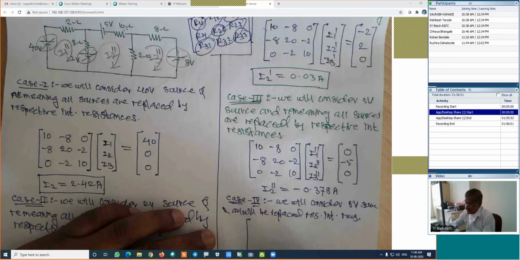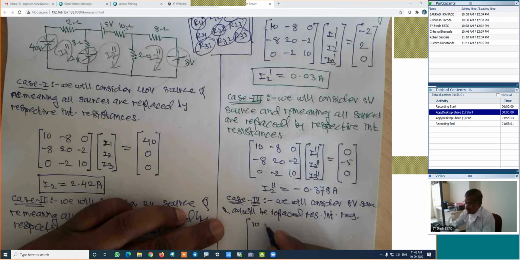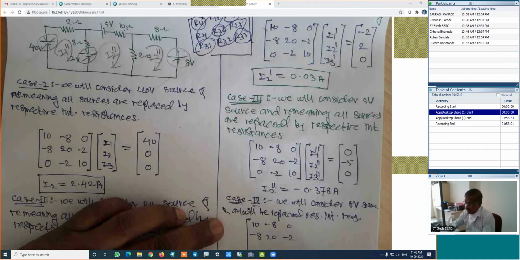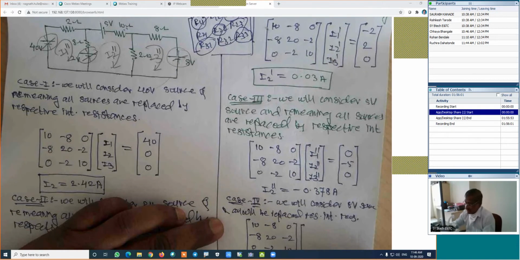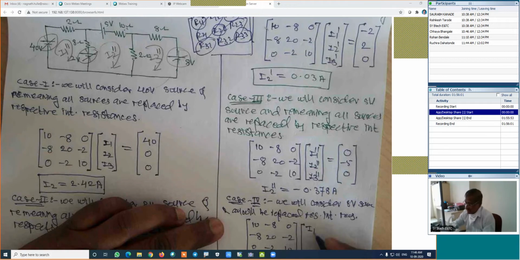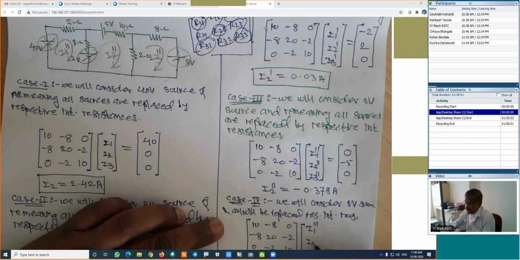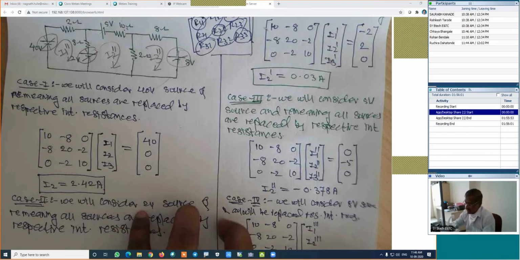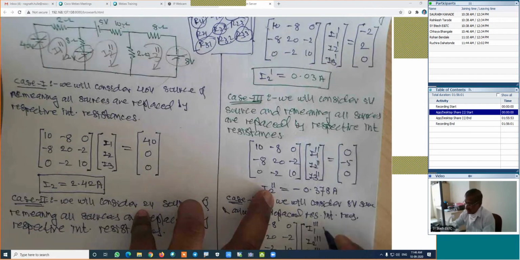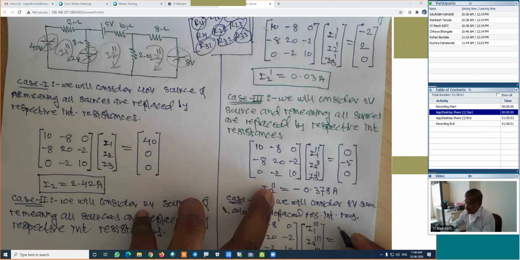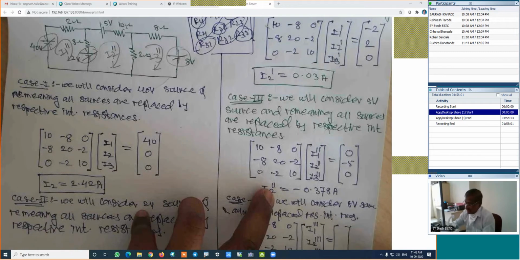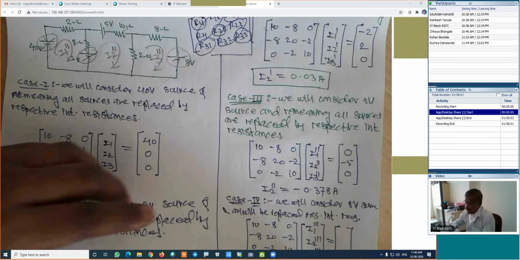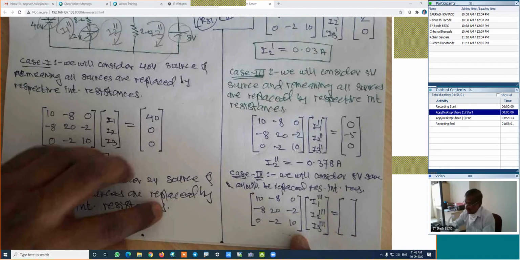Look carefully. This is 10, this is -8, this is 0, this is -8, this is 20, this is -2, this is 0, this is -2, this is 10. This is the matrix. The currents will be I1 triple dash, I2 triple dash, and I3 triple dash, equal to the constants. We will discuss the constants. Is it right?